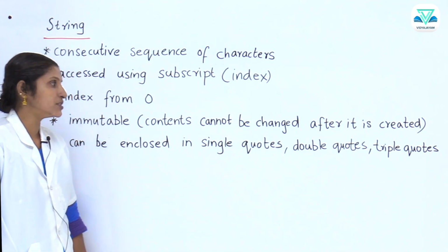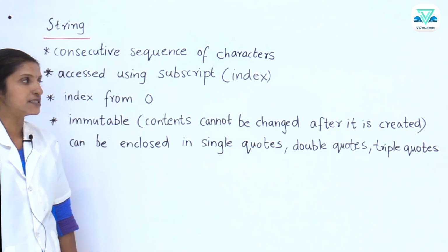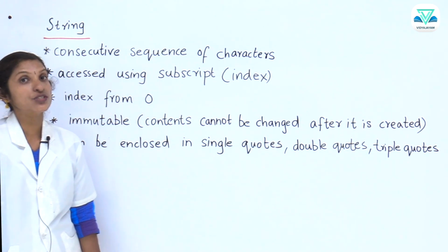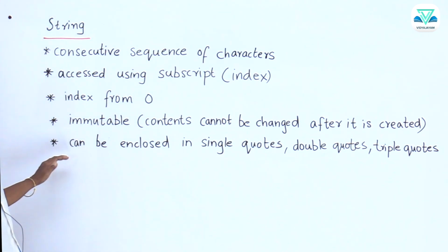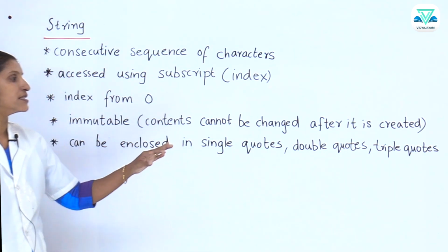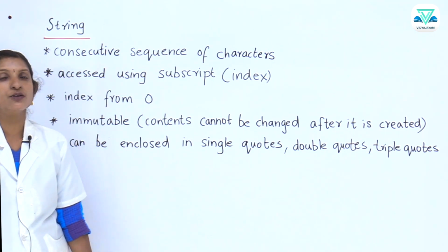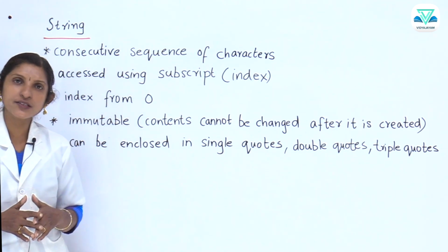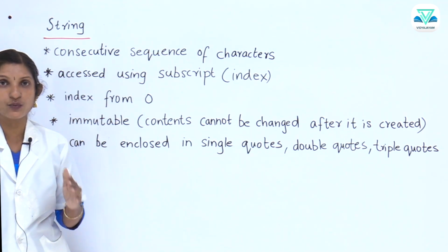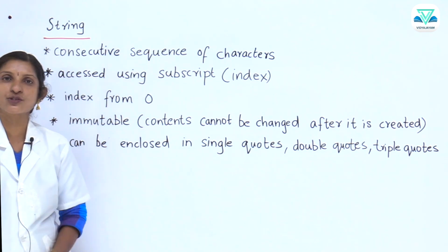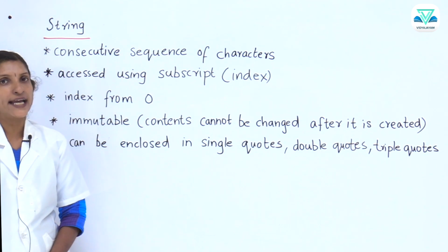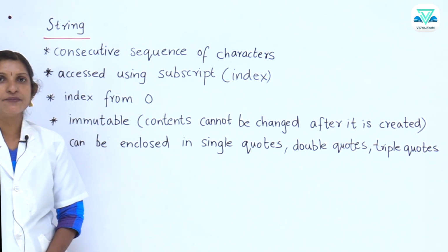Immutable. What is meant by immutable? The contents cannot be changed after it is created. After we create it, we are not able to change the contents in a string. It can be enclosed in single quotes, double quotes or triple quotes. We can use single quotes, double quotes or triple quotes to store that particular word or sentence, whatever we would like to store as part of our program. So a string helps us to store a group of letters in a particular memory. Wherever we want to use it, we can make use of it.